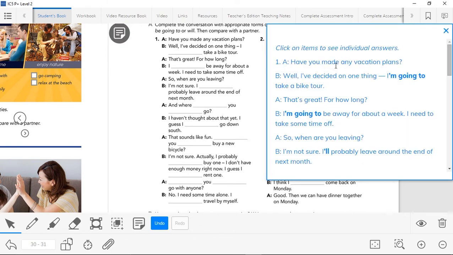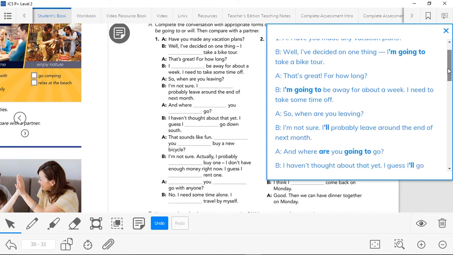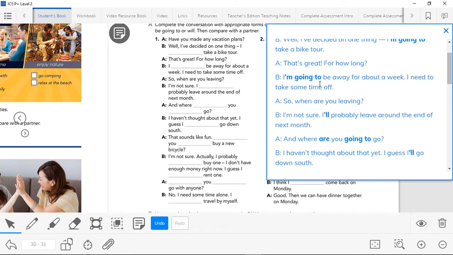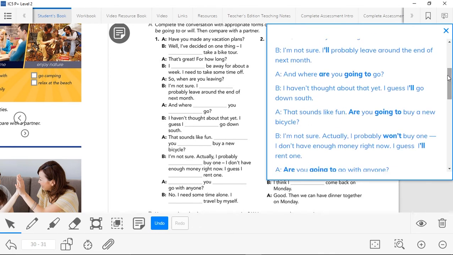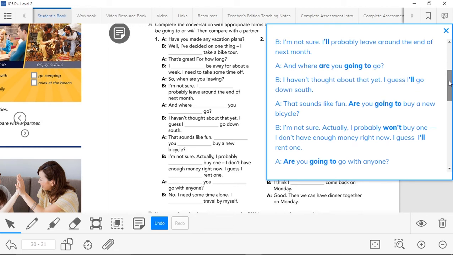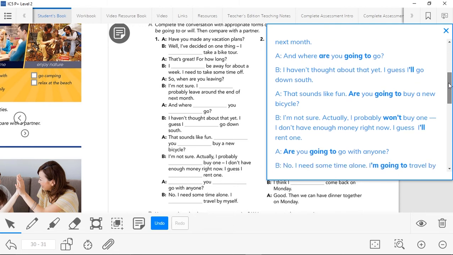Number one, have you made any vacation plans? Well, I've decided on one thing. I'm going to take a bike tour. That's great. For how long? I'm going to be away for about a week. I need to take some time off. So when are you leaving? I'm not sure. I'll probably leave around the end of the next month. And where are you going to go? I haven't thought about it yet. I guess I'll go down south.